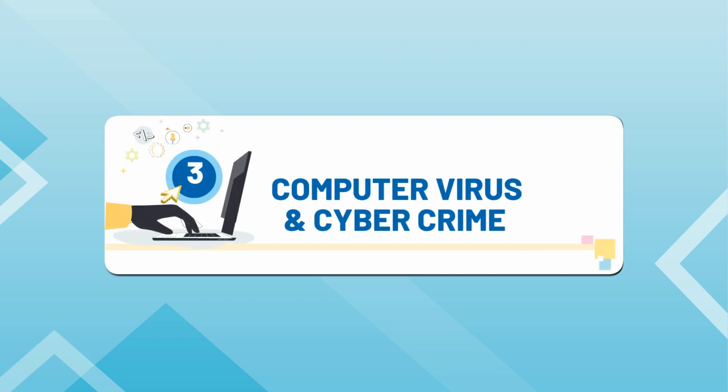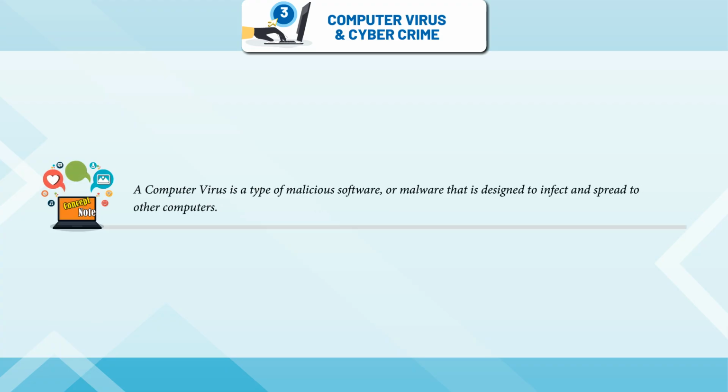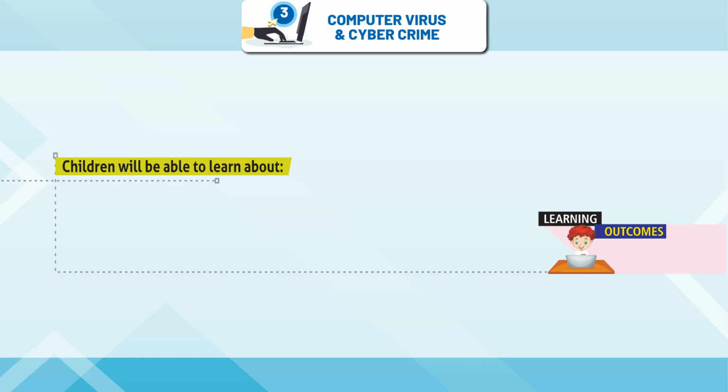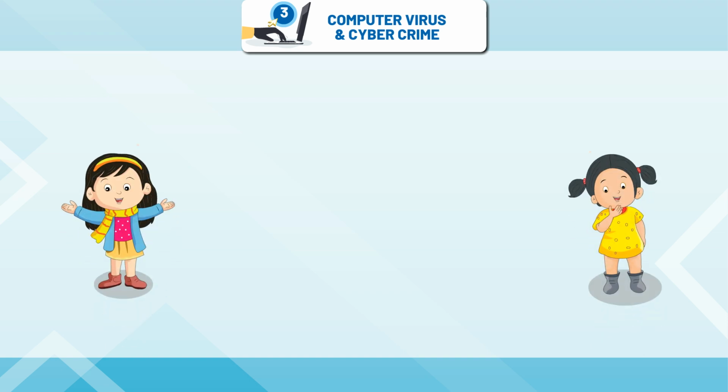Lesson 3: Computer Virus and Cybercrime. A computer virus is a type of malicious software or malware that is designed to infect and spread to other computers. Children will be able to understand the meaning of computer virus, identify the types of viruses, know about cybercrime, learn to use antivirus for protecting their computer from virus attacks.